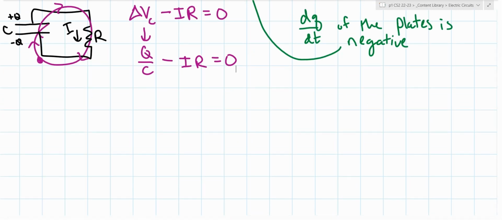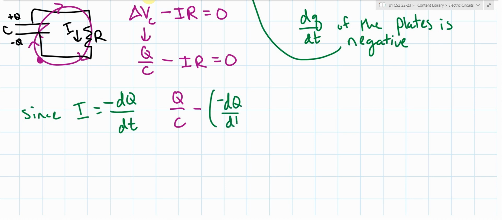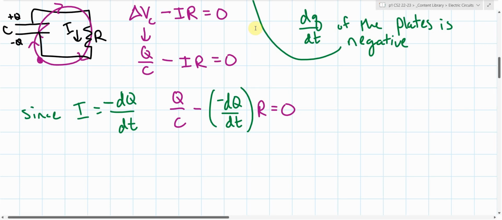Well, we just got done figuring out that current equals negative dQ/dt. Now, I'm going to switch to a capital Q because I've just been using a capital Q for the charge on the capacitors. So this is a rate of change of the charge on the capacitors. Since that is true, my little equation now becomes, well, I've still got that there, minus current becomes negative dQ/dt. And then I still got the R hanging out.